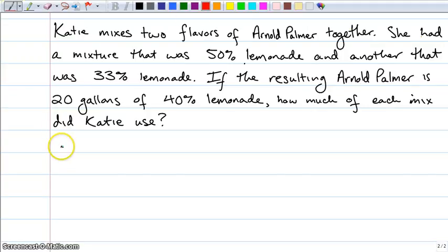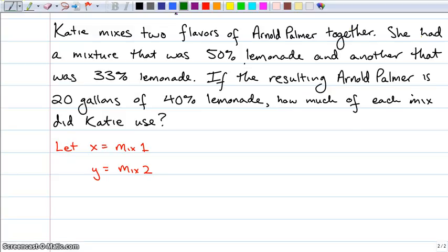First thing I want you to do is label your variables. I'm going to let x equal mix 1. I'm going to say y equals mix 2. And again, this is so that you can keep your work a little bit more organized, so if somebody just walks in and picks up your paper, they actually know what's going on.